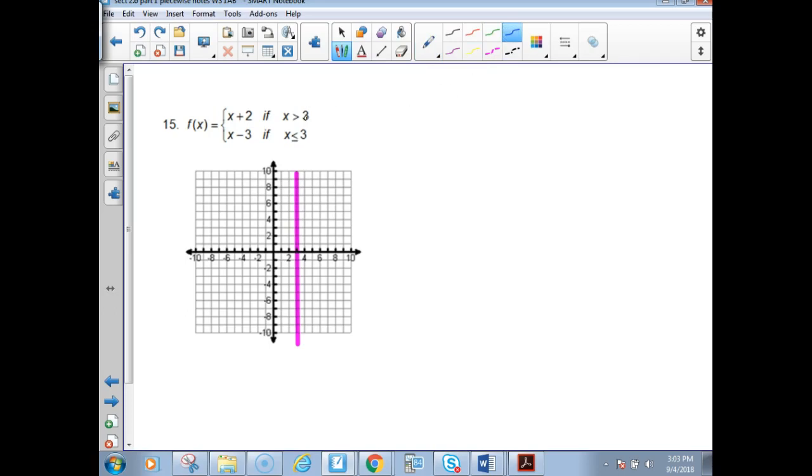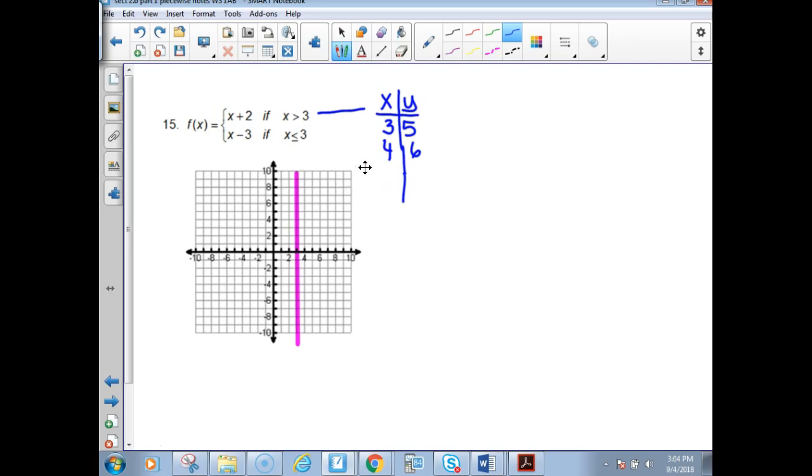Okay, so the first one, again, we're going to plug in 3. So I'm going to make my t-chart for the first equation. I'm going to put 3 in. 3 plus 2 is 5. I need to do numbers bigger than 3. That says x is greater than 3. So I'll try 4, and I get 6. You can keep going if you like.